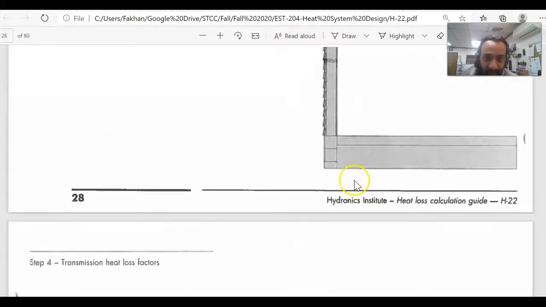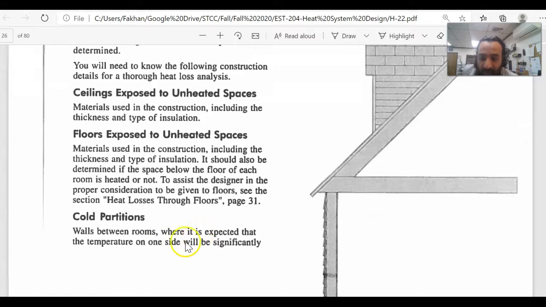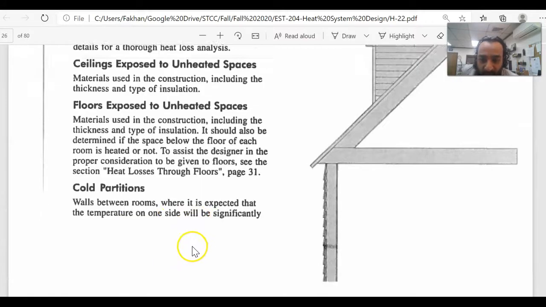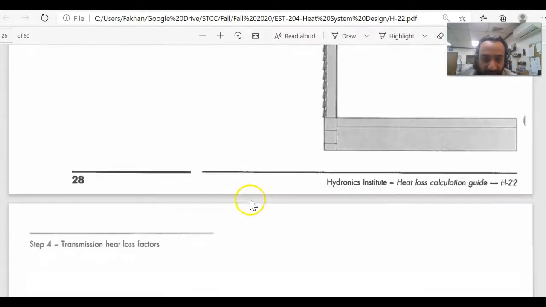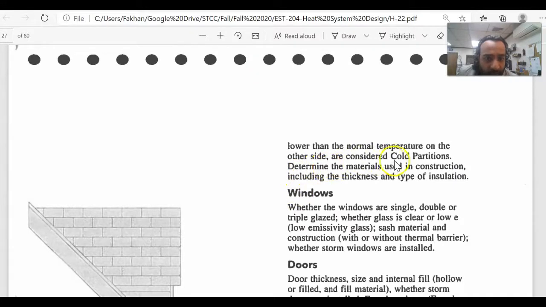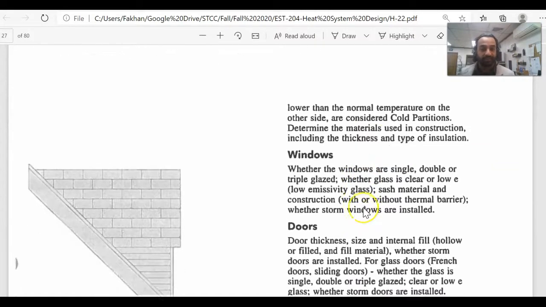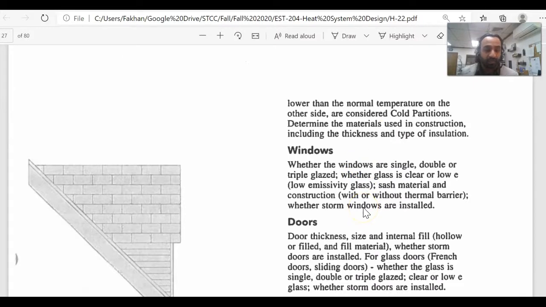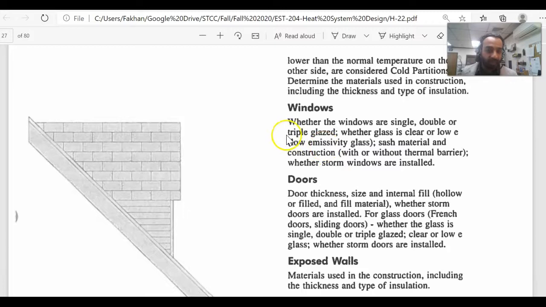So as they say here, hold on, let me fill up the writing. One side will be significantly lower than the normal temperature. The other side is considered a cold partition, but it's not considered the outside. So it will have a heat loss, but not the same, and probably you can take down a few degrees from the colder temperature outside. Again, that's all so you do not oversize your boiler.